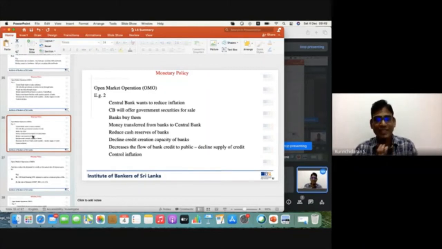So then there will be a decline in credit to the public. Banks cannot do more lending, so they cannot do loans, right? If they cannot do loans, the supply of credit will be less, so it controls inflation. People will not get sufficient money, so they cannot demand more goods and services, and then prices won't increase. So basically, the central bank controls the credit creation. Through that, they can control the price.